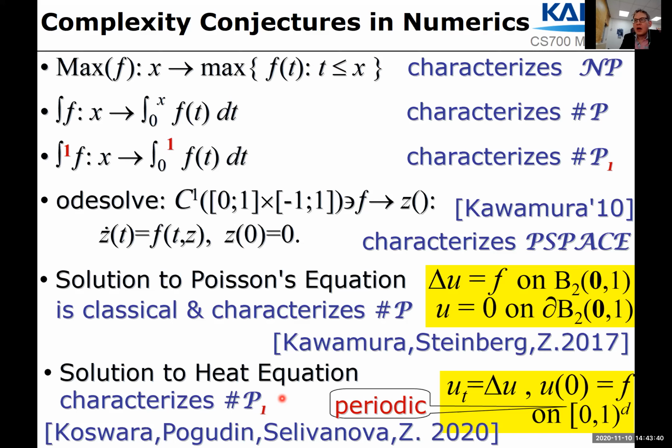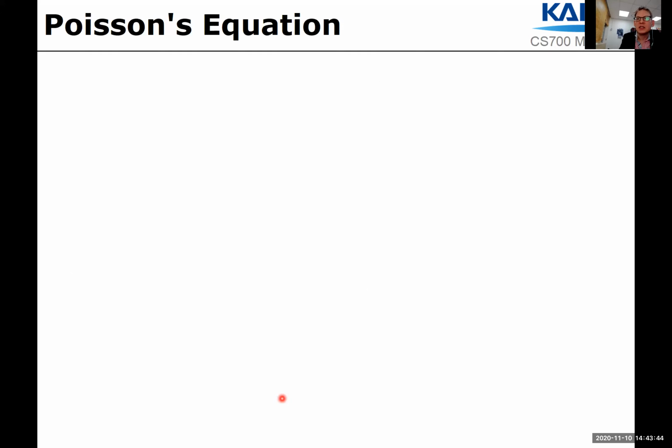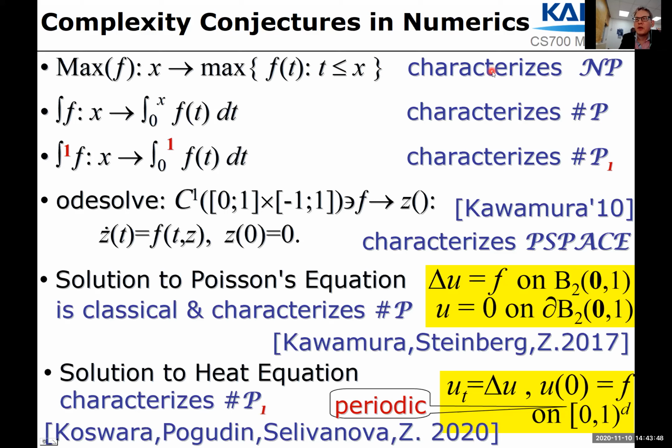Okay, let's look at the proofs of these two characterizations, and the proofs will actually make use of our previous characterizations. We're going to perform what is later going to be formalized as a polynomial time reduction of continuous function problems, from one function problem to another function problem.